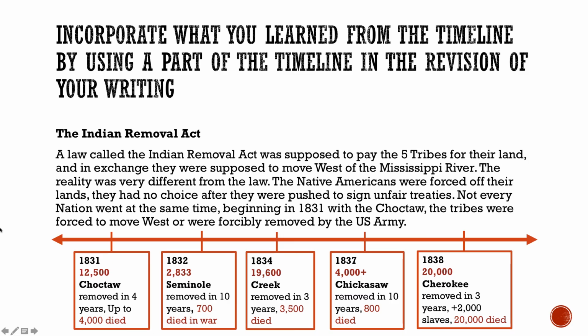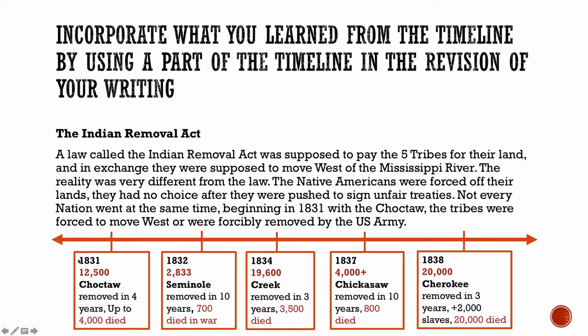So here we go. This is one way you can revise. The first thing I did is I kept the text the same. I didn't make any changes to it, but I used that timeline to create a visual timeline that I think is a little easier to understand. So basically, I have the 5 tribes that were removed here: Choctaw, Seminole, Creek, Chickasaw, and Cherokee. And I just put them in order of when they started to be removed.